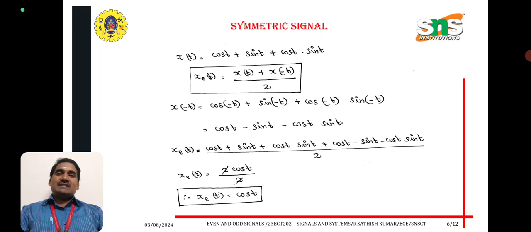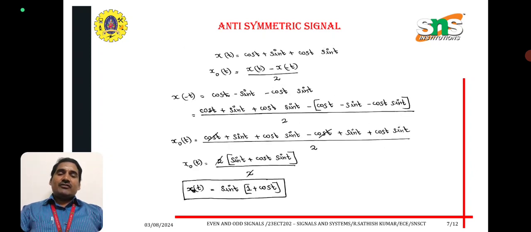Therefore, cos t plus sin t plus cos t into sin t plus cos t minus sin t minus cos t sin t, divided by 2. Therefore, plus sin t minus sin t gets cancelled. Plus cos t into sin t minus cos t into sin t gets cancelled. Therefore, cos t plus cos t, 2 cos t by 2, the 2 gets cancelled. X even of t is equal to cos t.